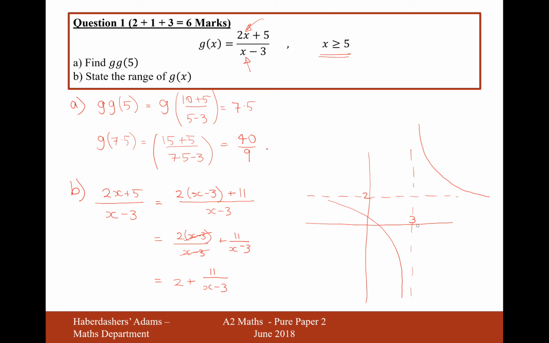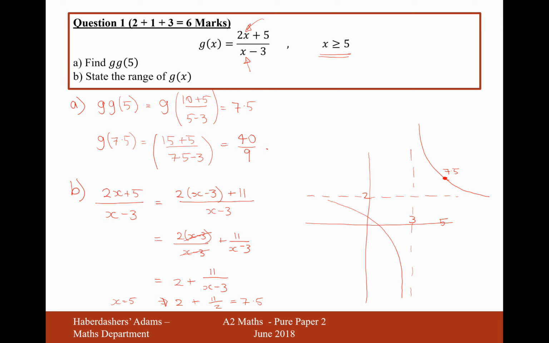Okay, so now what will be particularly interesting, we know that x is only going to be greater than 5, so what is the value at 5? So what I can do here is I can plug 5 into any one of my functions that are equivalent to g of x. Let's make it this one here. So at x equals 5, 2 plus 11 over 5 minus 3 is 2 plus 5.5, which is 7.5. So that point there is at 7.5 on the y-axis.